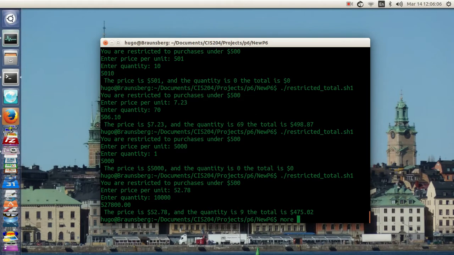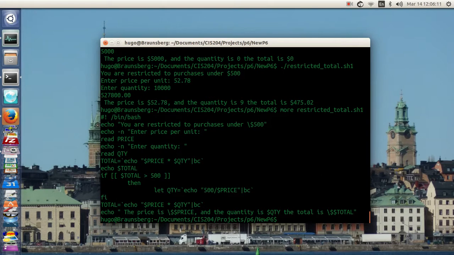Well, let's take a look at this restricted total shell 1 again. Okay. So basically, enter a price. Guess what I did? Here we have it. It's going to create this $500 divided by dollar price, and then that 500 divided by the price is going to give me the quantity that can be ordered. So it worked. But there's another version of this shell sitting out here.